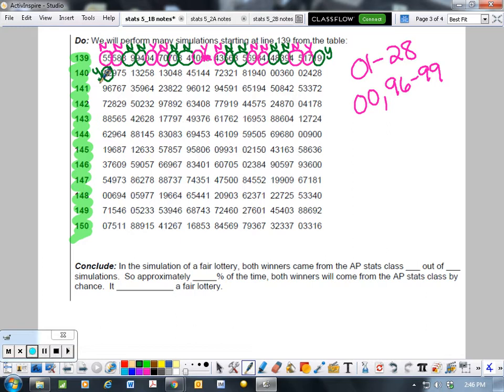So if we were to stop right now, then we could say that we did a simulation, let's see, 1, 2, 3, 4, 5, 6, 7, 8, 9, 10 times. So in our simulation we did 10 times.